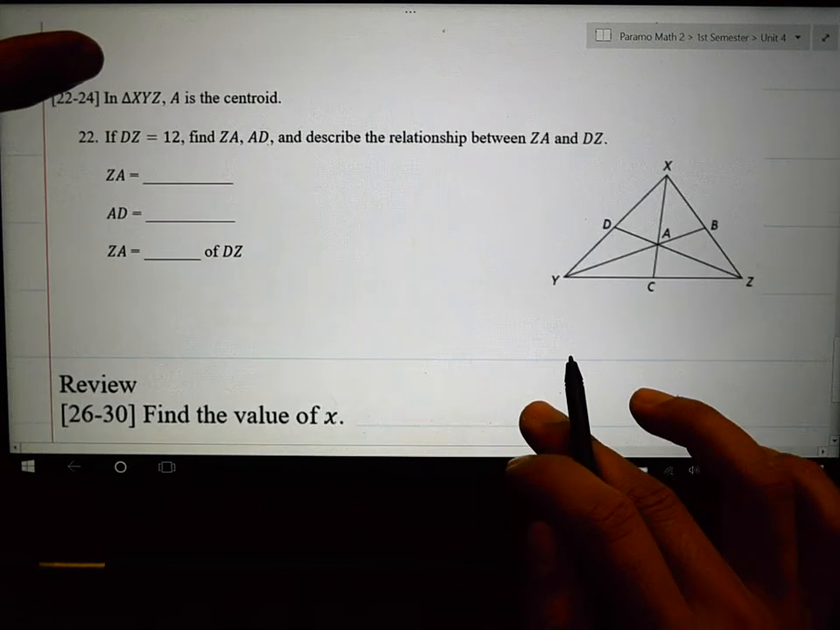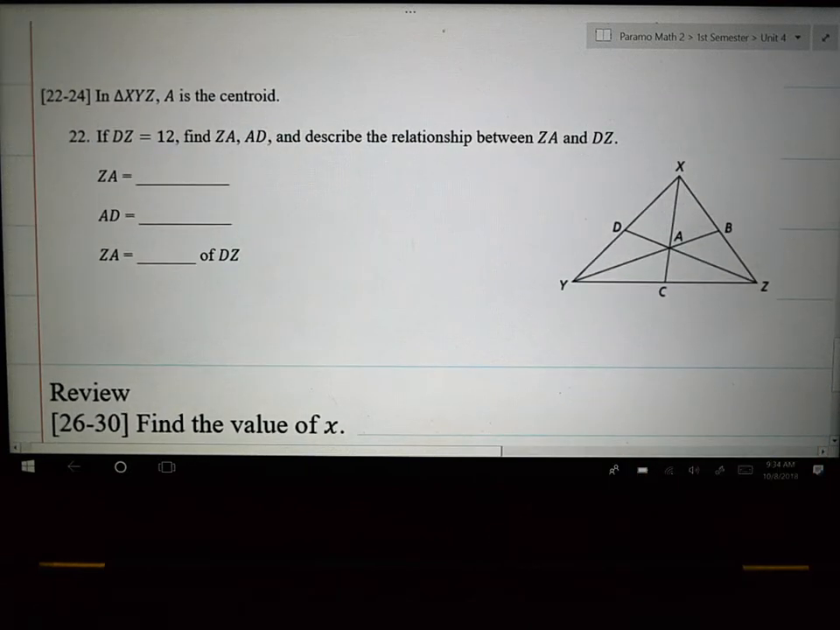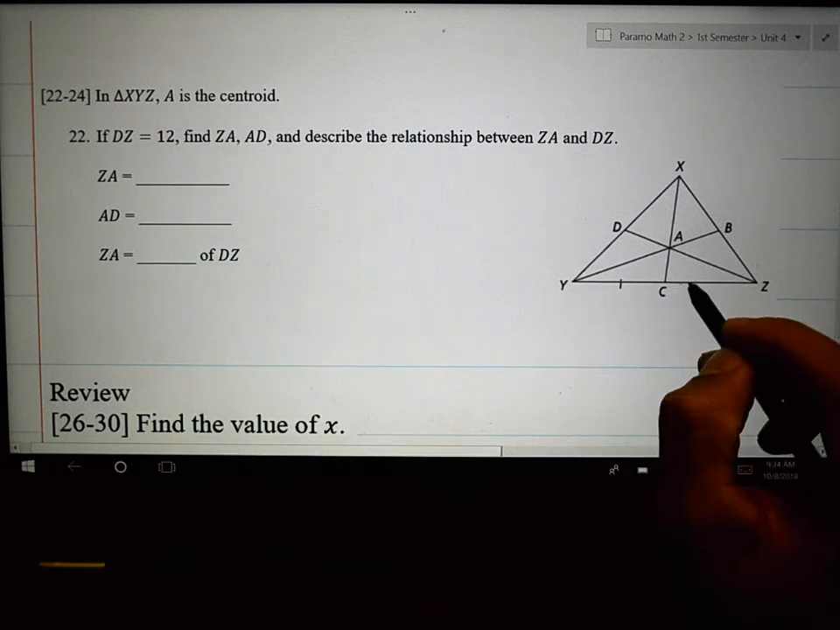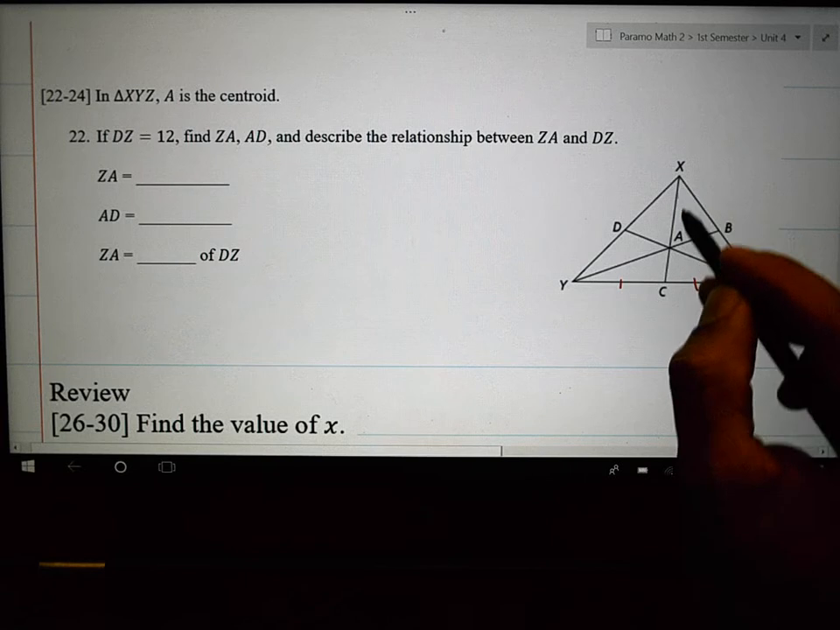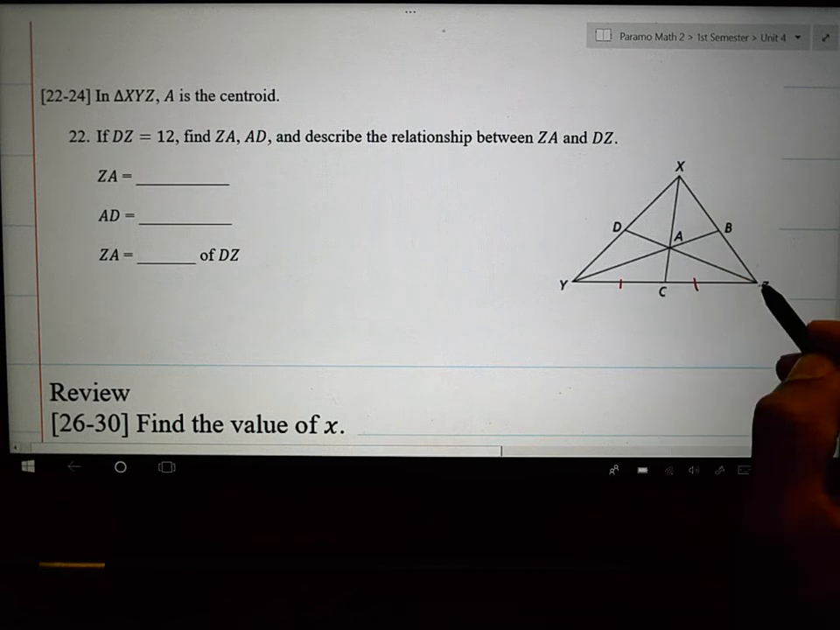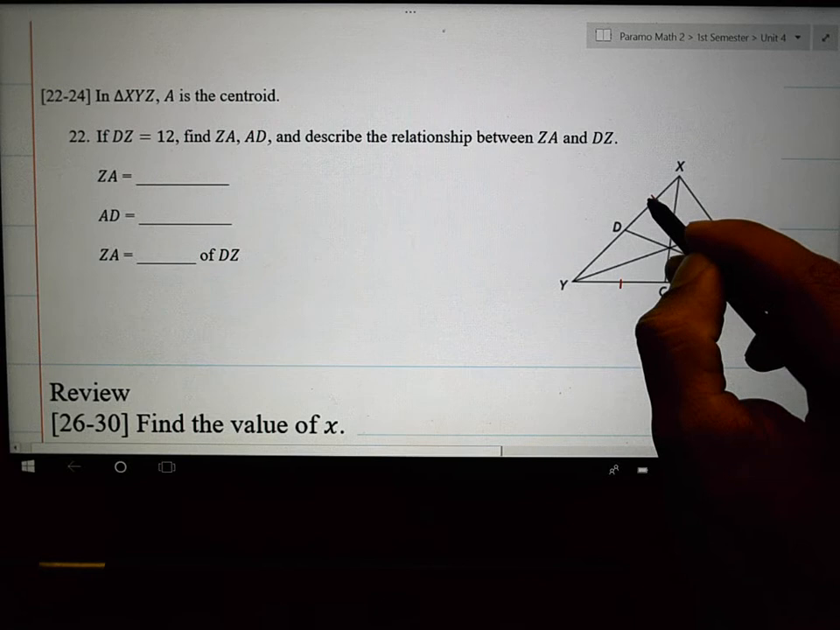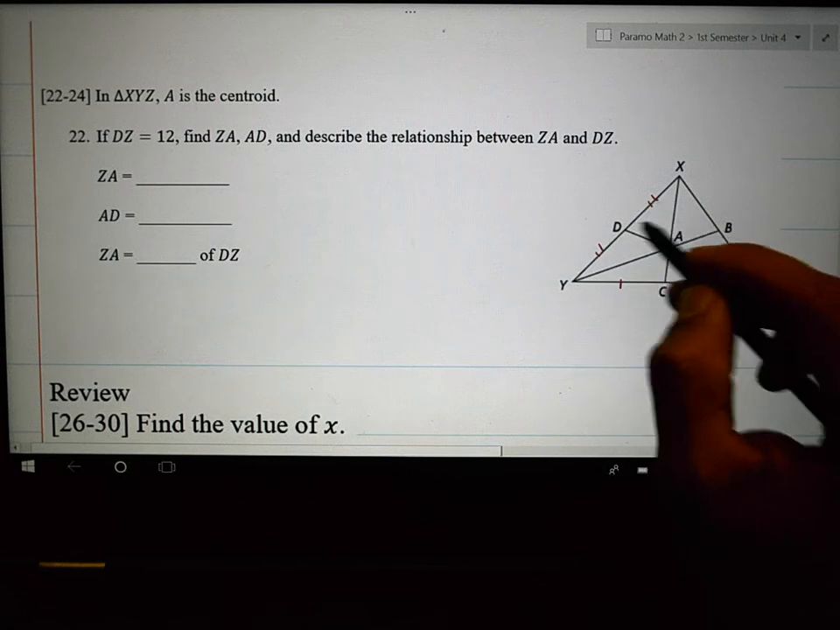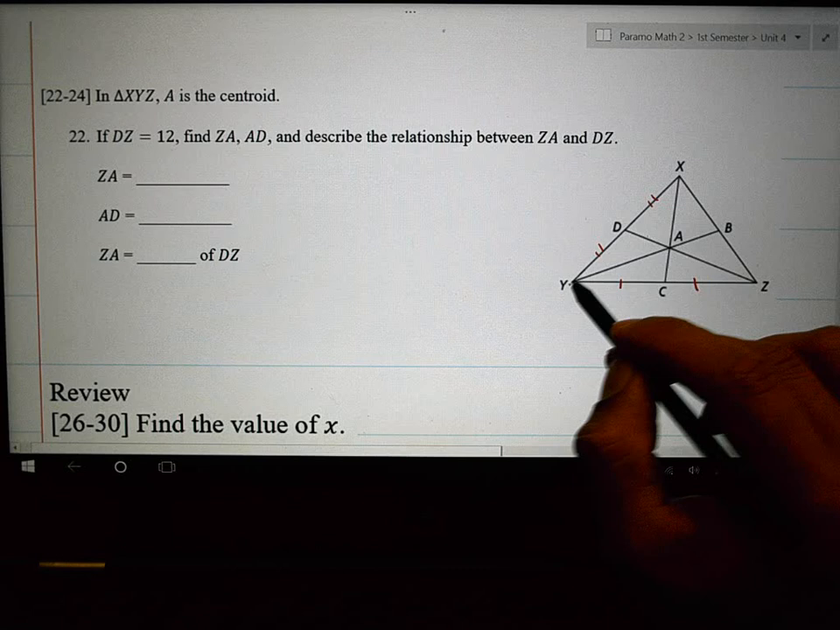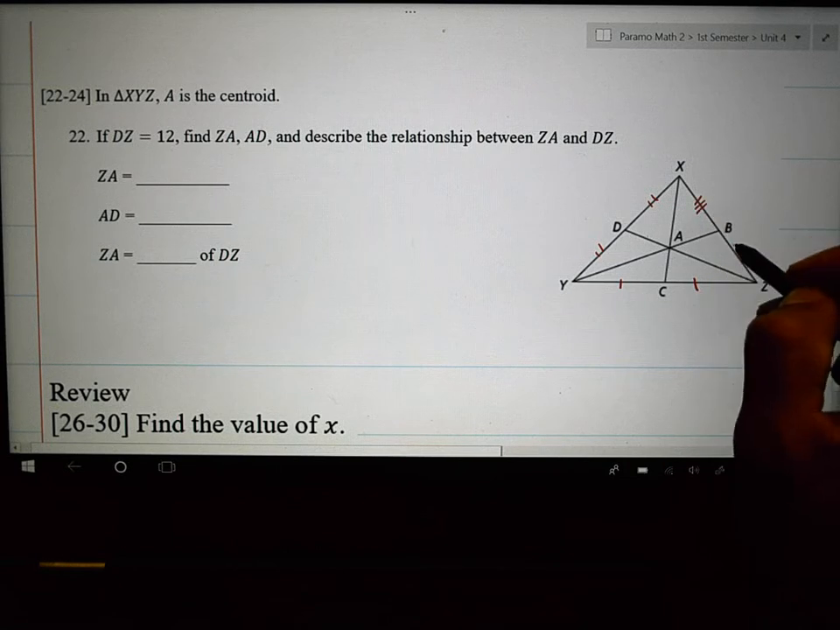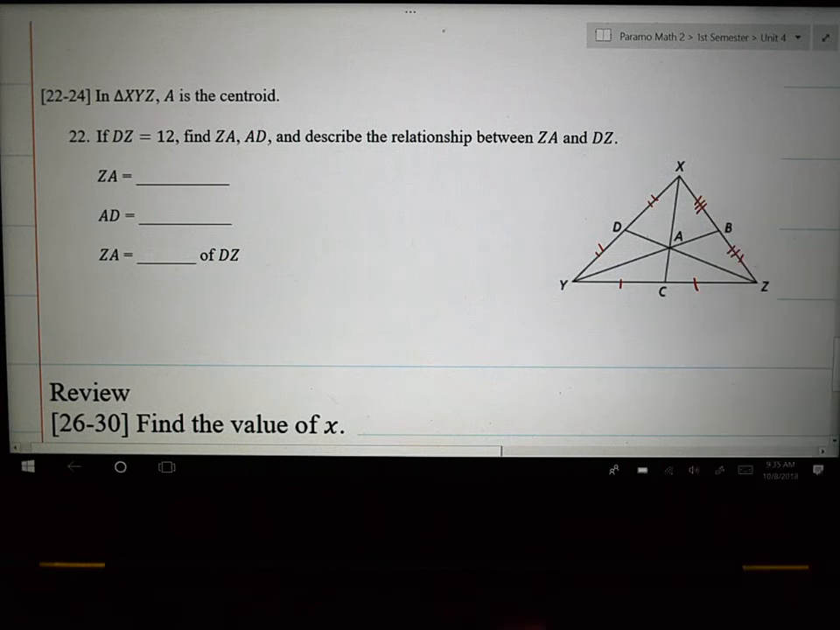22 is my next example. This is where we're going to deal with a centroid. Oh, it's a centroid. What does that mean? That means that we go from a vertex to the midpoint on the opposite side. These 2 things have to be congruent to each other. From a vertex to the midpoint on the opposite side. It should look something like that. When it says centroid, it means that.